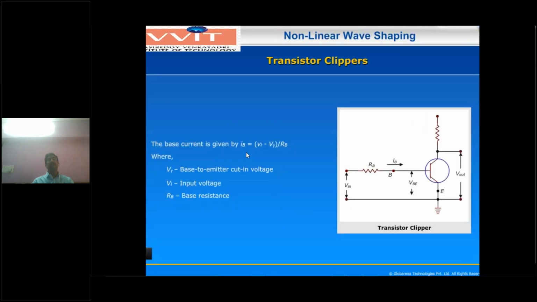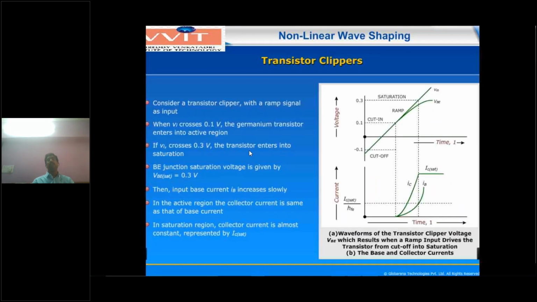What is the base current formula? IB equals VI minus V gamma by RB. This V gamma is fixed, 0.3 volts, and RB is also fixed, but the input voltage value increases. So whenever VI increases beyond 0.3 volts, the IB value will increase, but the IC value will be constant. That means the collector current has reached the saturation current, IC sat.